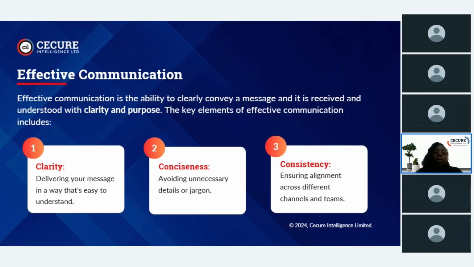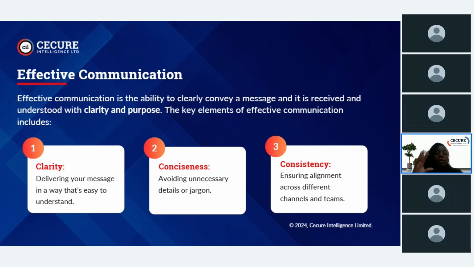When we talk about clarity, when it comes to communicating, you need to be clear. You need to deliver your message in a way that is easy for everyone to understand. You want whatever message you are trying to convey to be well understood by the receiver. So your message should be as clear as possible.